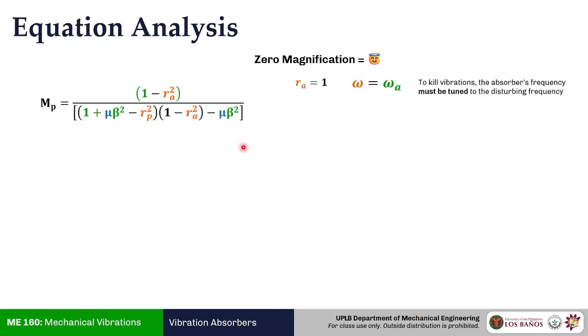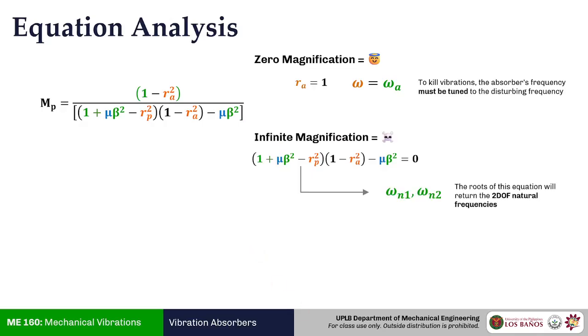Next, if we look at our expression here, we also have a denominator. And if that denominator is equal to 0, we get infinite magnitude, of course. So this entire expression, when you equate it to 0, the solution for these will actually be the new 2DOF natural frequencies of our system. Again, this is distinct from omega A and omega P. So omega N1 and omega N2 will be something that you will have to calculate by analyzing this expression here.